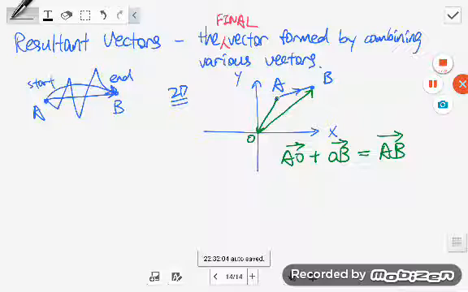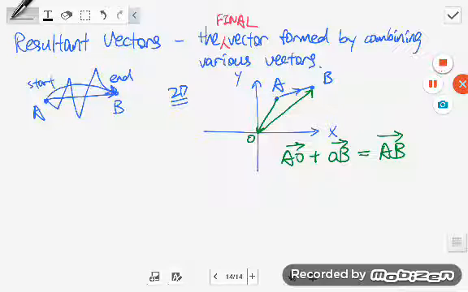So I'm going to take from point A, go back to my origin, and then I'm going to go from my origin to my point B. That will give me the same vector as this blue vector there. They're the same. Okay. So let's look at an example.